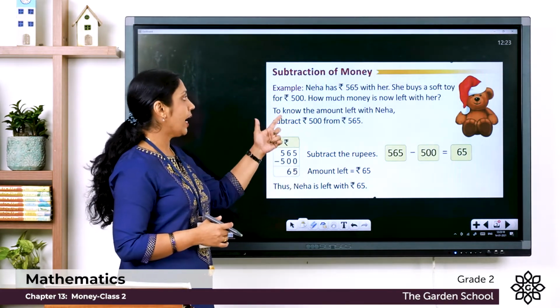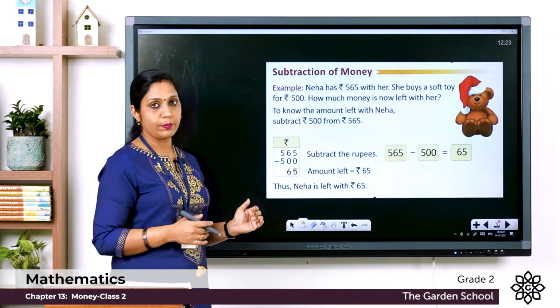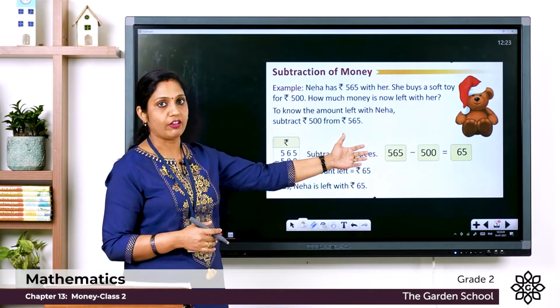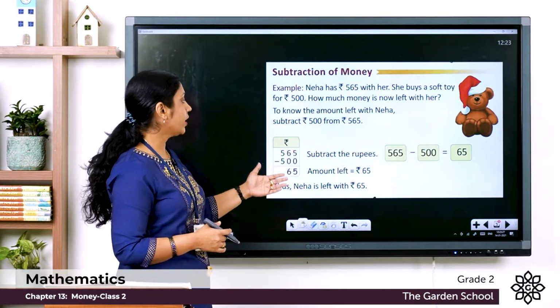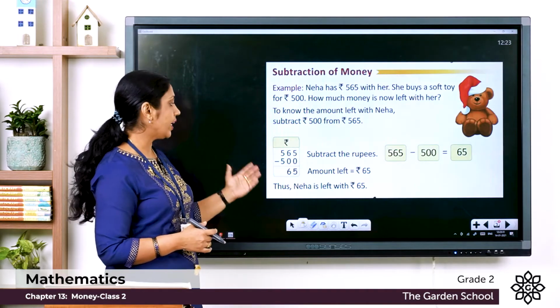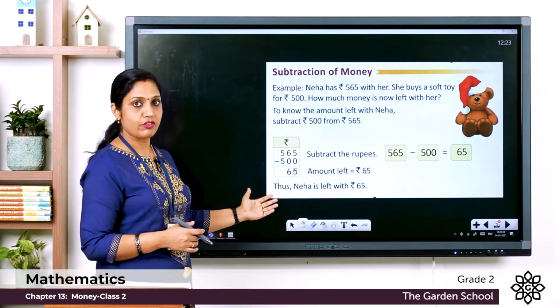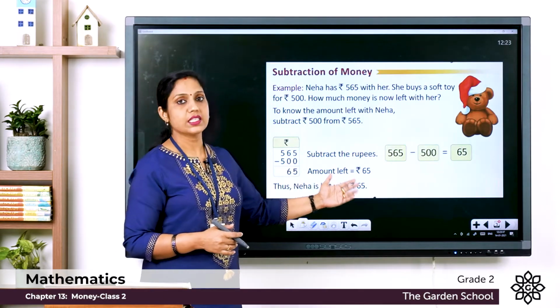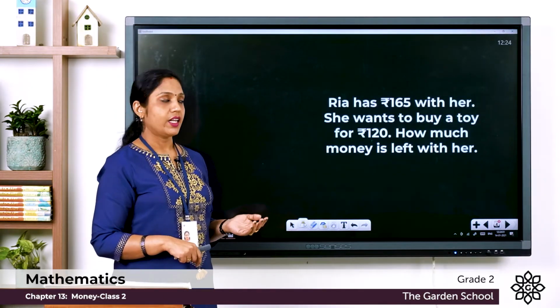So to know the amount left with Neha, subtract rupees 500 from 565. Here we subtract 565 minus 500 and we get the answer 65. So Neha is left with rupees 65. Now let's check another question.